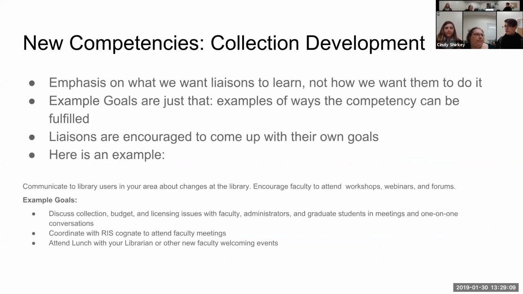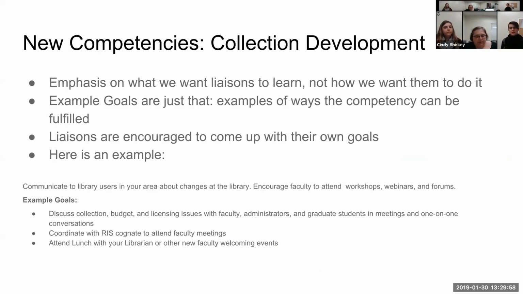So we came up with new competencies for collection development as well. With these new competencies, we're giving liaisons room to decide how they want to learn. We're telling them we want you to learn these few things, but you can pick and choose among the goals, or even come up with your own goals to get it done. So the example goals are definitely examples. And you can see on the screen one of the concepts and then the set of example goals for collection development. It's the first one: communicate to library users in your area about changes in the library and encourage faculty to attend workshops, webinars, and forums.